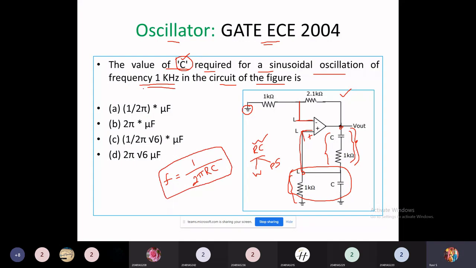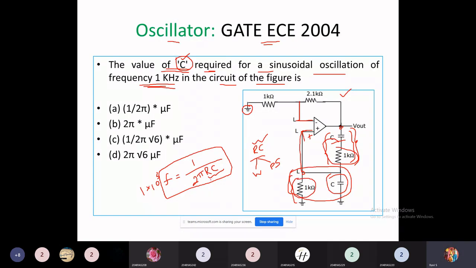In this, frequency is given as 1 kilohertz. So 1 into 10 power 3, 1 kilohertz. And we need to know the value of R and C. What is the value of C given? C is not given in the question. We need to identify the value of C because the value of C is required. Whereas the value of R is given in the question, its value is 1 kilo ohm. So substitute here R equals 1 kilo ohm.